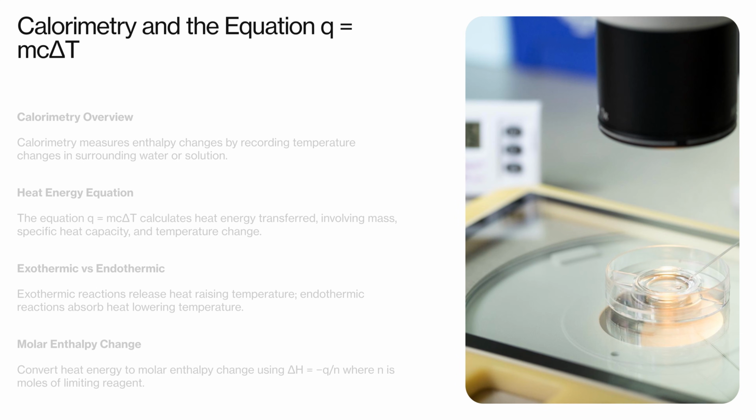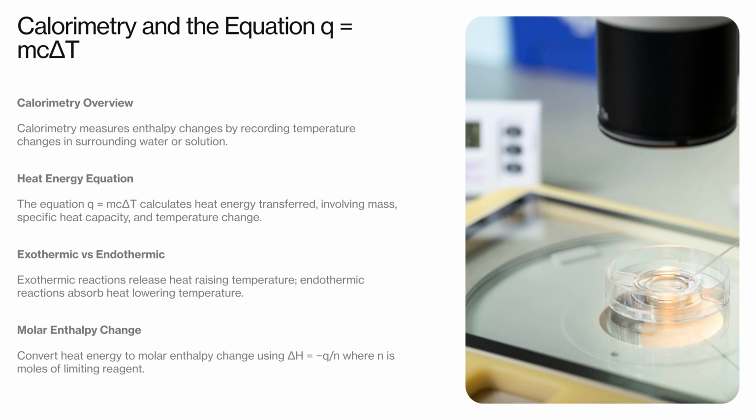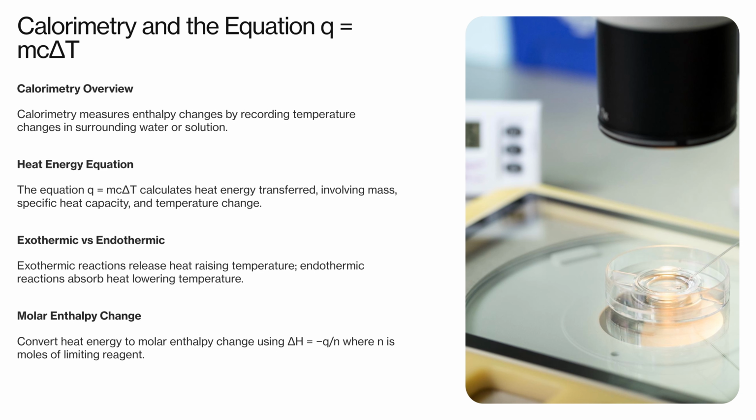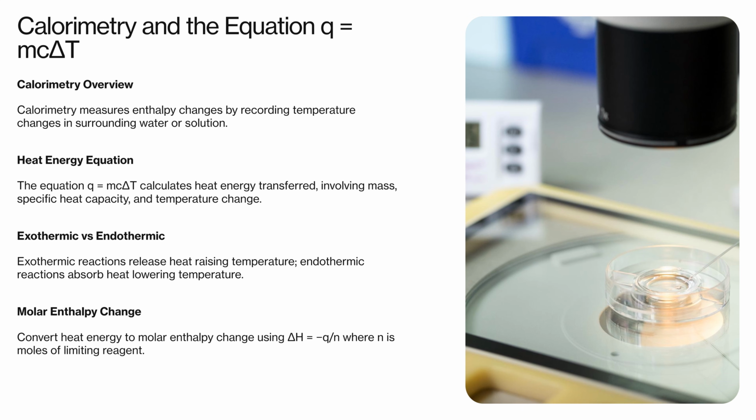Calorimetry is the experimental technique used to measure enthalpy changes by recording temperature changes in the surroundings, usually water or an aqueous solution. The fundamental equation used is Q equals mcΔT, where Q is the heat energy transferred in joules, m is the mass of the solution in grams, c is the specific heat capacity, typically 4.18 J g⁻¹ K⁻¹ for water, and ΔT is the temperature change in degrees Celsius or Kelvin. In an exothermic reaction, heat released by the reaction is absorbed by the surroundings, leading to a temperature rise, while in an endothermic reaction the temperature falls.